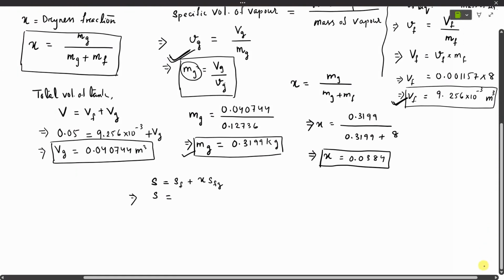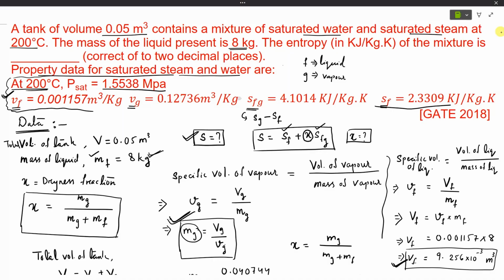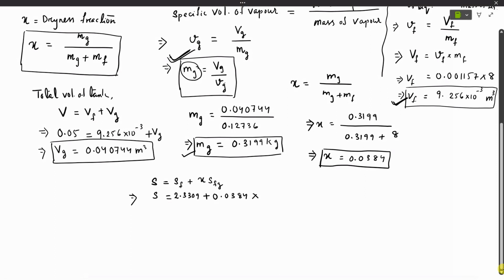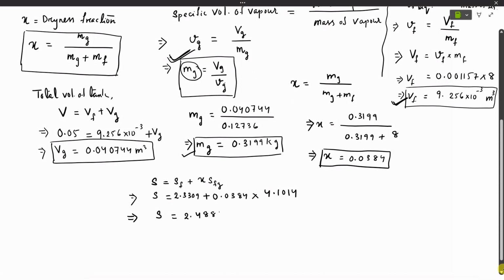So that is 2.3309 plus X. We got the value, that is 0.0384 into SFG, which is again given in the question. So SFG equal to 4.1014. This value we have to substitute there. 4.1014. So solve this. We get the magnitude of S as equal to 2.4884 kilojoule per kg Kelvin.